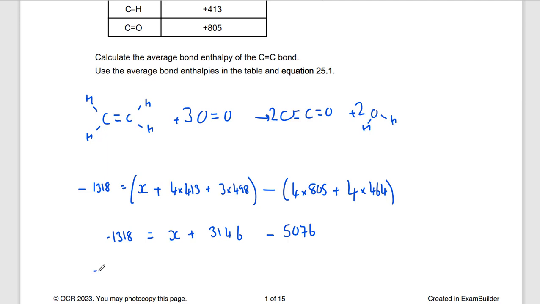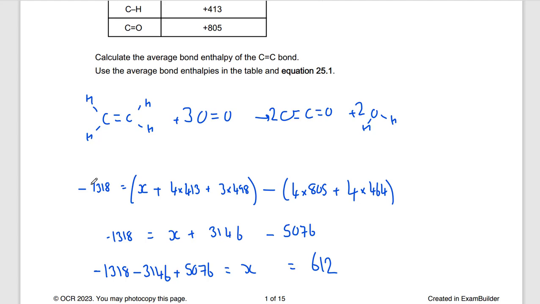So let's just take this. So minus 1318 minus 3146, and then we take minus 5076 and move it over. So plus 5076 equals x. And if we plug all that into a calculator, so 116 plus 5076, we get 612, which is the correct answer. And that's it.